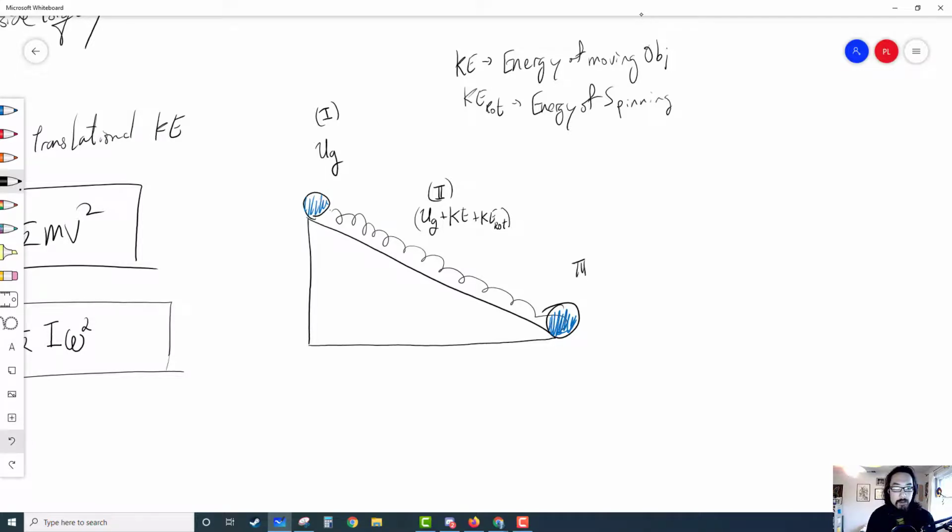All right, and then at the bottom, this is phase 3. We say that at phase 3, this object just simply has kinetic energy because it's moving, and because it's still spinning, we say it has kinetic energy rotational.